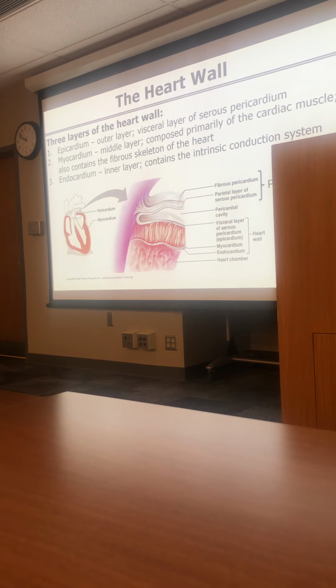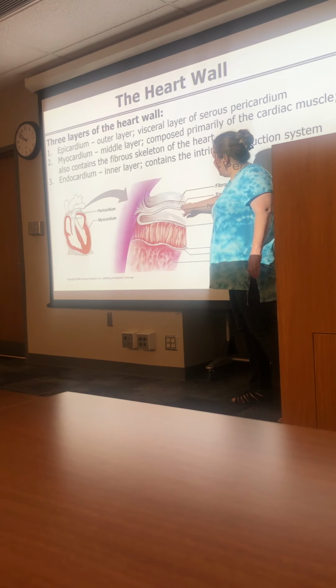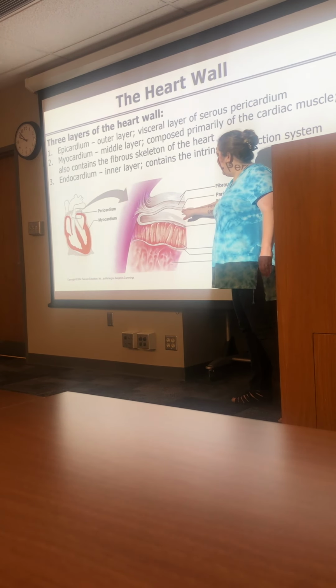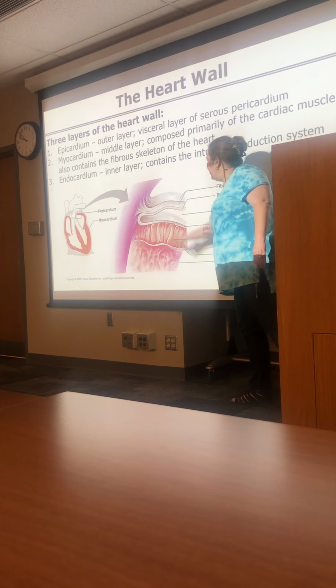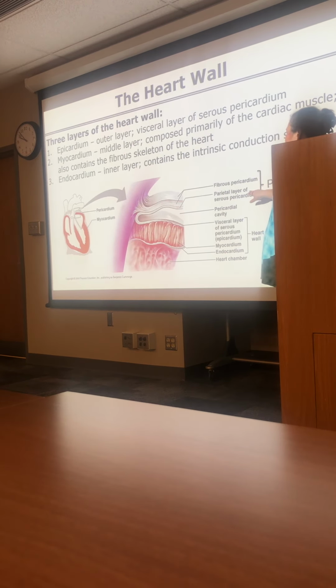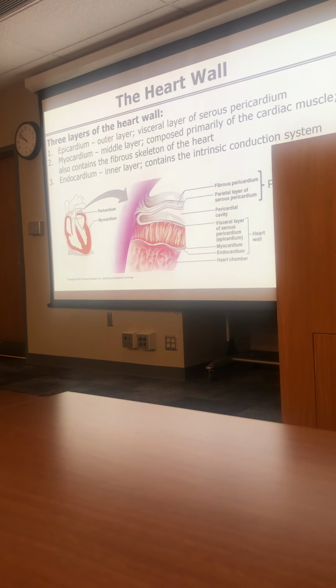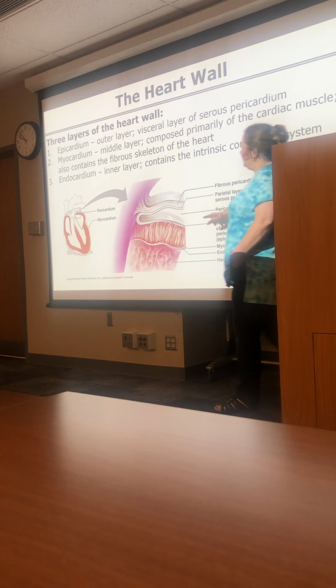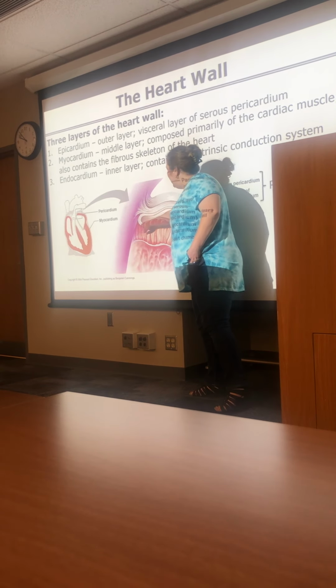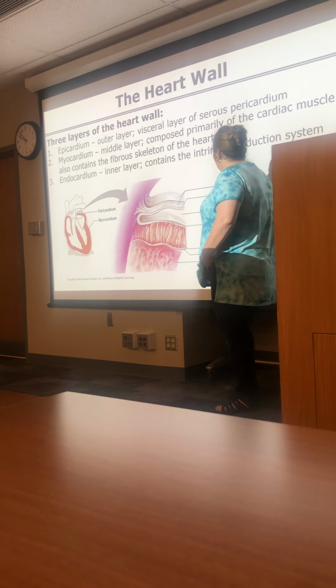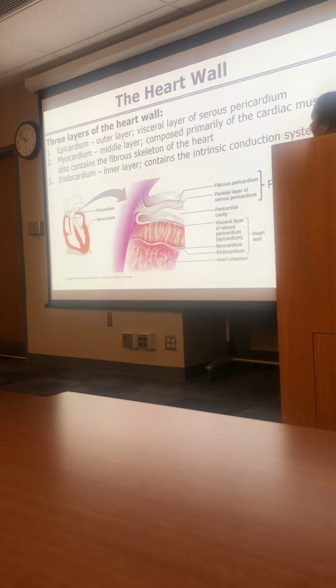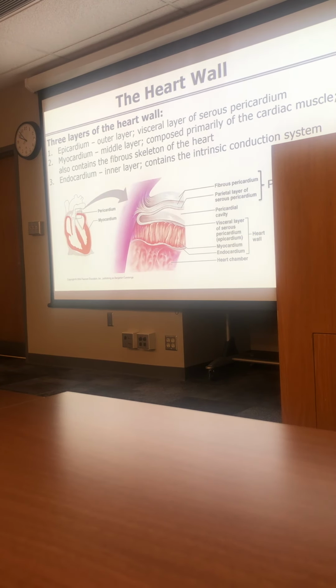The pericardium has two layers associated with it. It has the fibrous pericardium, this thick, dense connective tissue, and then underlying that, on the inside of that fibrous pericardium, is the parietal layer of the serous pericardium. So we know that if there's a parietal layer, that means there's a visceral layer, and you can see how that is going to reflect back. And then you have the visceral layer of the serous pericardium, which is actually the first layer of the heart wall, which is the epicardium.